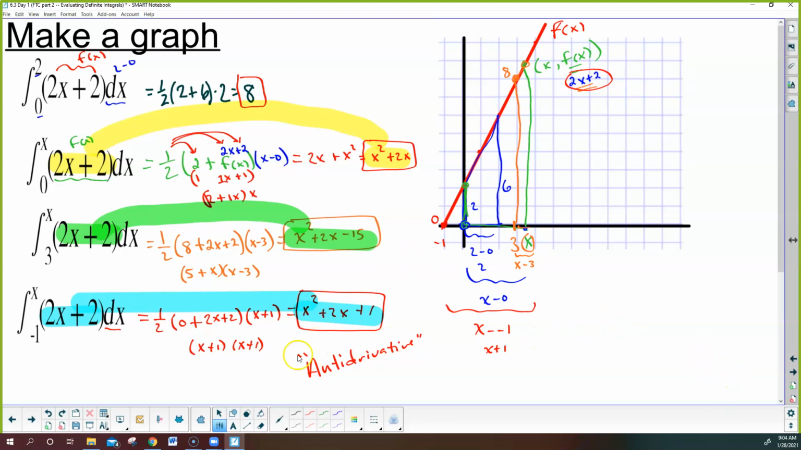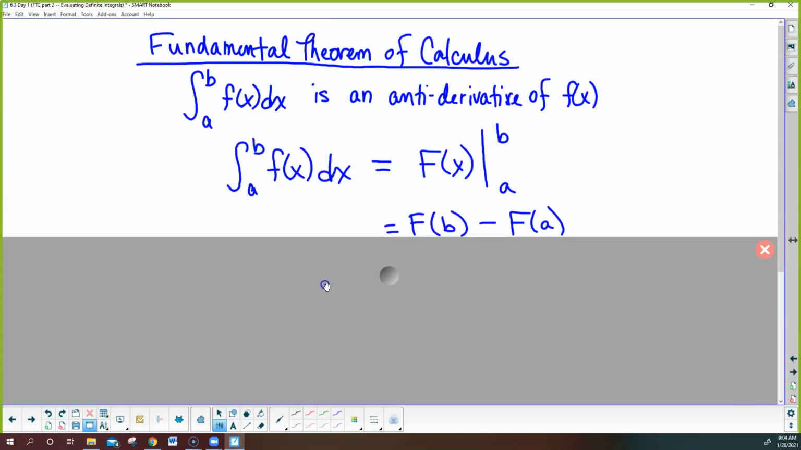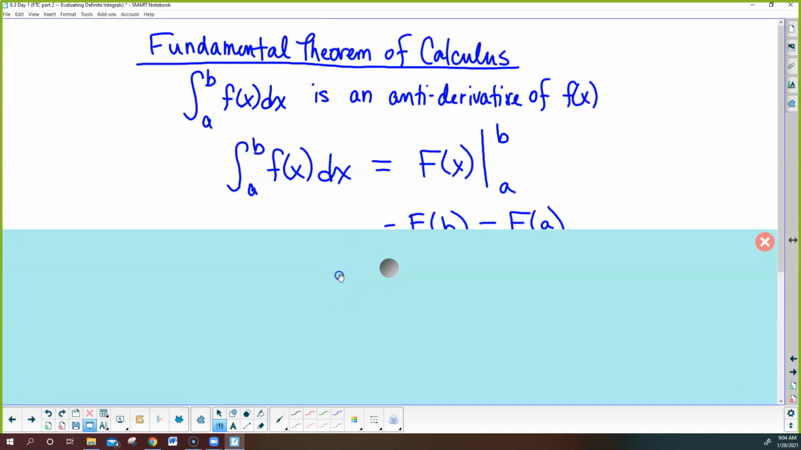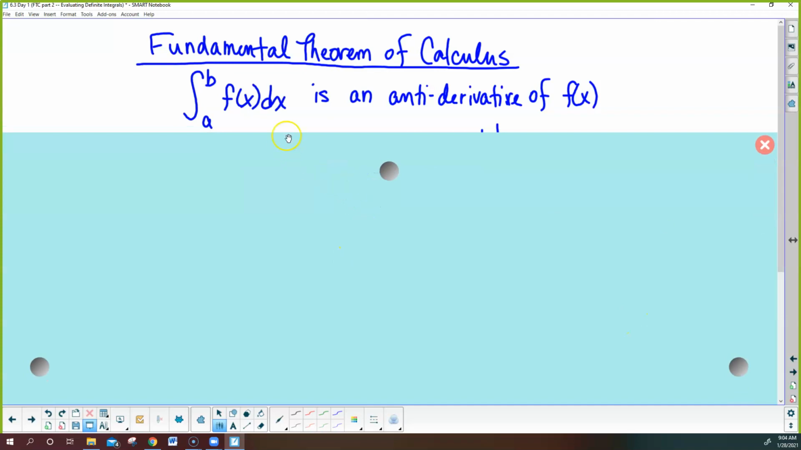Okay? So what you might not see is we just set up something called the fundamental theorem of calculus. And I would like you to write this part right here. We'll explain how this is set up as we go. So this is the big idea. It's called the fundamental theorem of calculus, which means everything else that we're doing for this entire year is based off of this theorem.